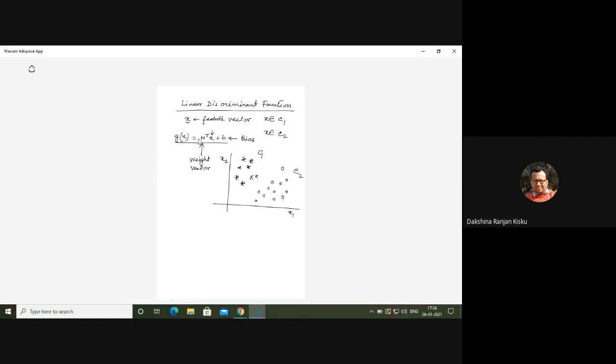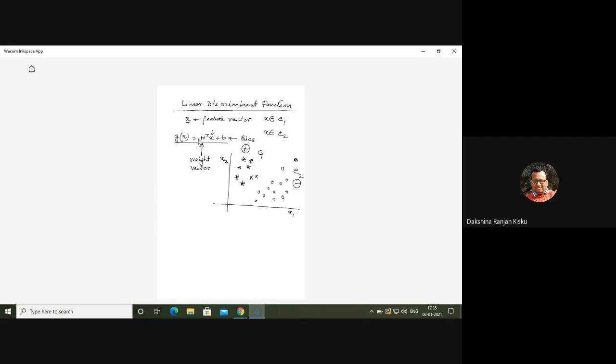Now we have to separate the feature vectors of class C1 from the feature vectors of class C2. That means if we assign a positive sign to class C1 and a negative sign to class C2, all the feature vectors in C1 will have a positive sign and all the feature vectors in C2 will have a negative sign. So the positive samples will be separated from the negative samples.